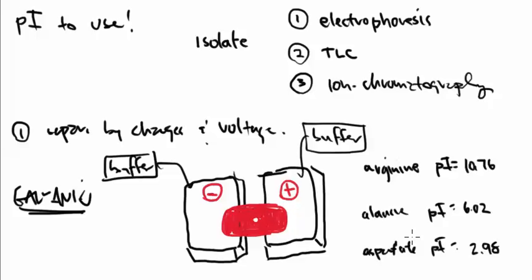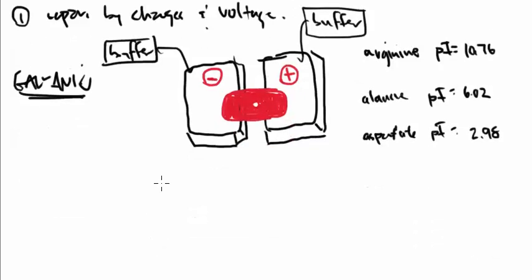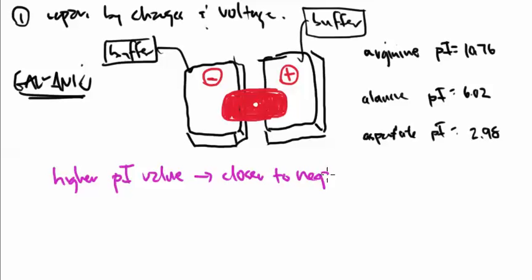So the pI value for arginine is 10.76. And the 10.76 gives you an idea of the charges, or gives you an idea of how this structure is made. So down here at the bottom, I'm going to put a general statement. And the general statement is: the higher the pI value, the closer to the negative charge.